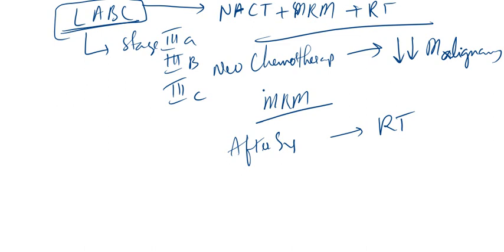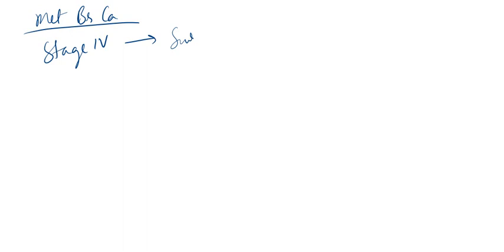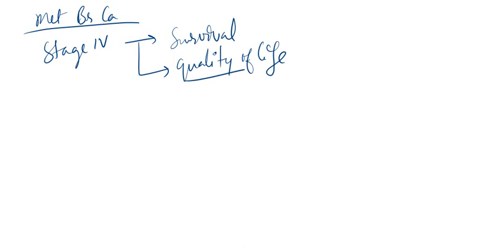Now for example, if we come to metastatic breast cancer, that is which stage? That is stage 4. Very dangerous stage. It's metastatic breast cancer. So in this, actually we follow two principles. First one is to prolong the survival time of the patient, and simultaneously you should also improve the quality of life of the patient. These two things should be done.